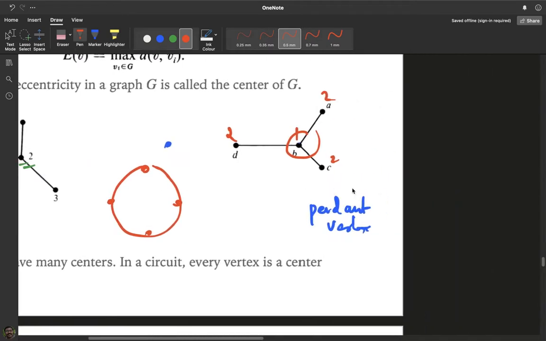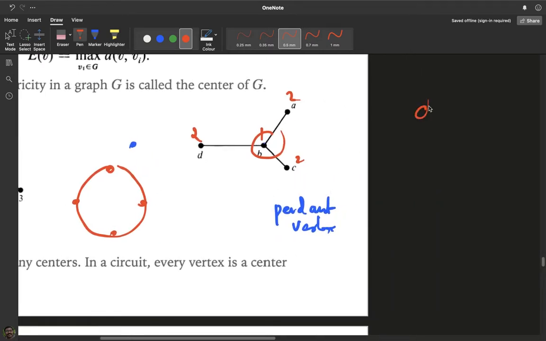So I hope it is clear what we mean by distance, what we mean by eccentricity, and what we mean by center.